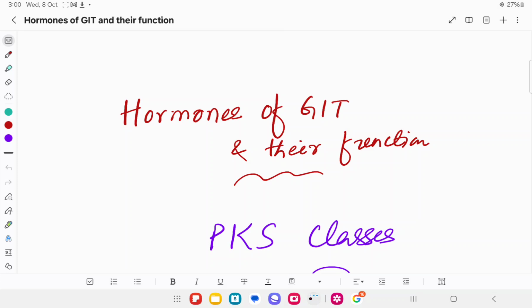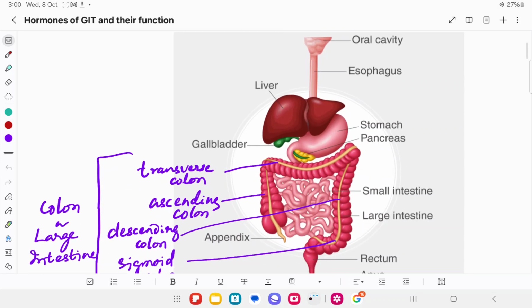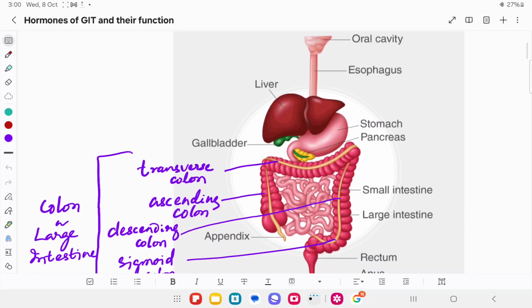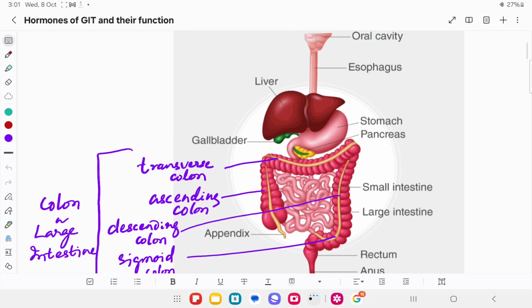Today we will study hormones of the gastrointestinal tract and their function. So this is the diagram of the gastrointestinal tract, GIT. It starts with the oral cavity, then esophagus, then stomach, small intestine, large intestine, rectum and finally anus.